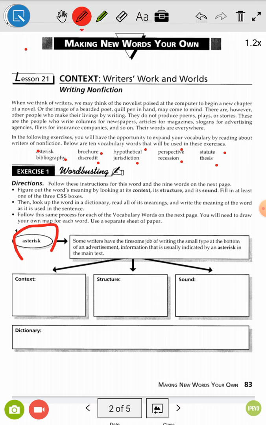So first one, some writers have a tiresome job. They have a difficult job of writing small type at the bottom. So their job is to write what? Small type at the bottom of an advertisement. Information that is usually indicated by asterisk. So asterisk here means what? According to the sentence, small type at the bottom, like a star, given at the bottom to indicate something.